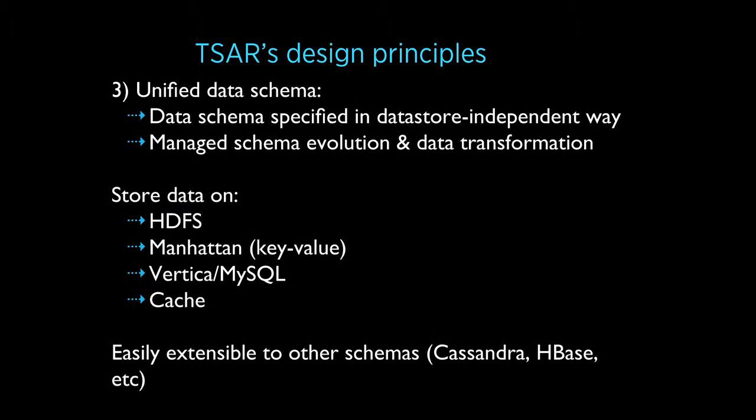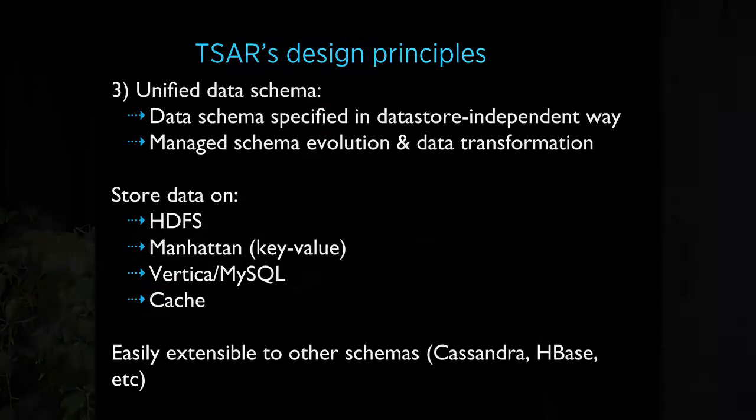The third design principle is a unified data schema. As I said, an analytics pipeline would want to store data, say, on HDFS for further downstream analytics jobs to pick up. It might want to store its data inside a key value data store. In our case, Twitter calls it Manhattan, which is like a custom key value store that we built out. Think of it something like a Cassandra. We might want to store it inside a relational database like Vertica or MySQL, or in a cache.